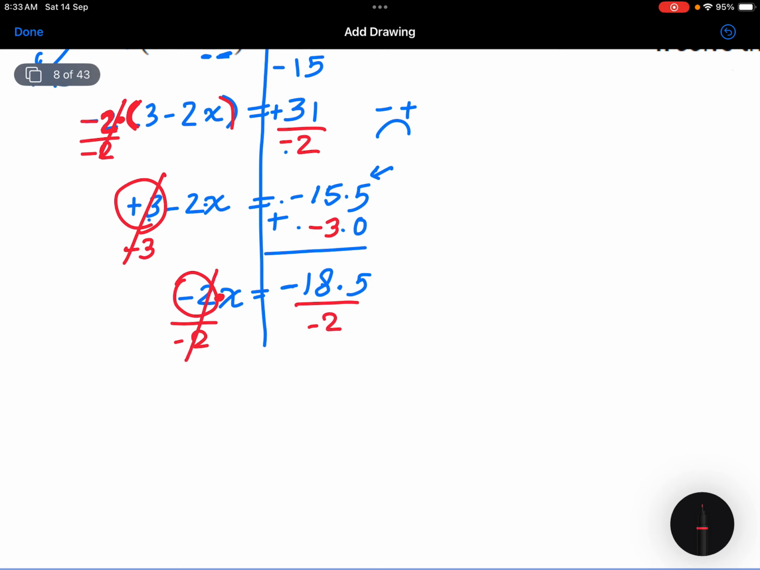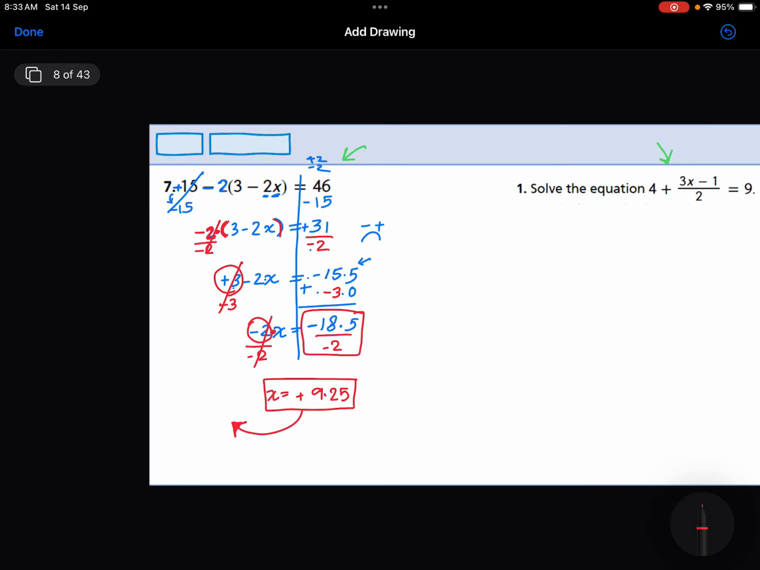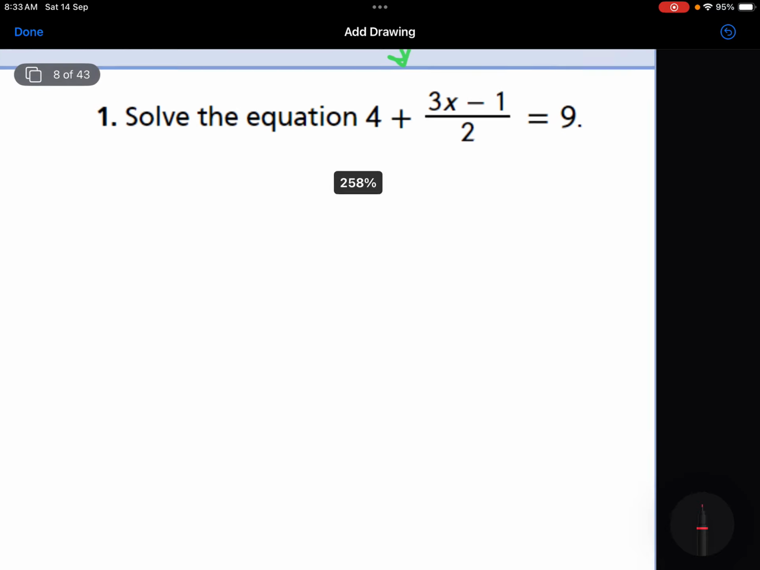Okay? Now the 2 is cancelled. I have x equals, if you divide these two, you're gonna end up with 9.25. But since both of them are negative, the answer will be positive. And this is your answer. Of course, if you take it back to the problem and substitute with this, you're gonna, of course, get a correct answer. Now let's try to do this equation.